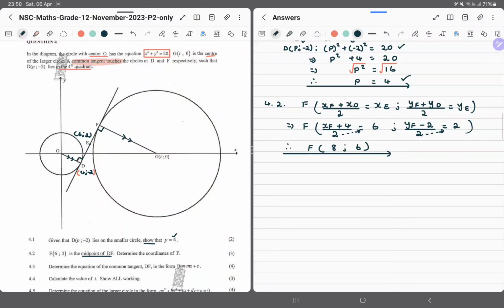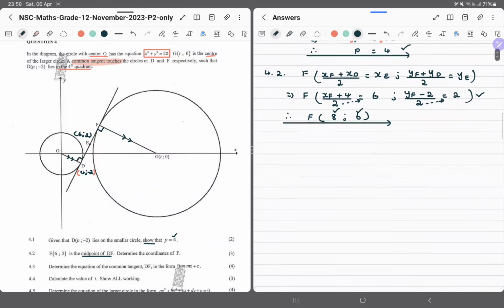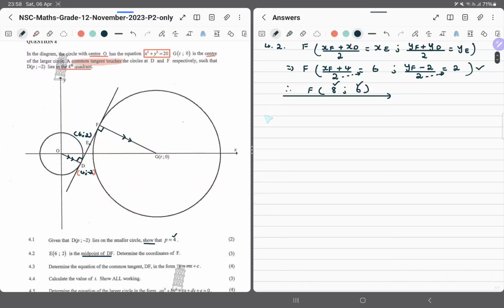So how many marks here? 3 marks. Perhaps correct substitutions, and then for those individual coordinates. So this is as straightforward as that. Nothing really fancy there. So 4.3. We are told here, we can update F here. This is 8 and 6.